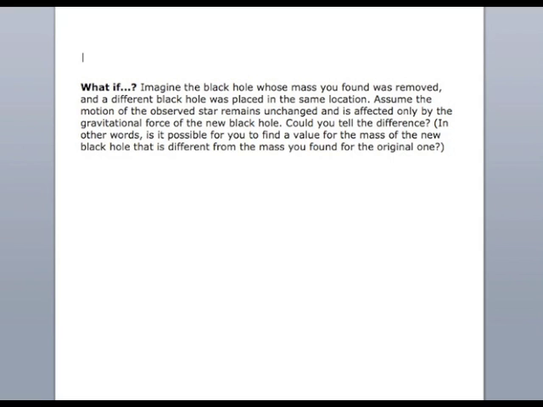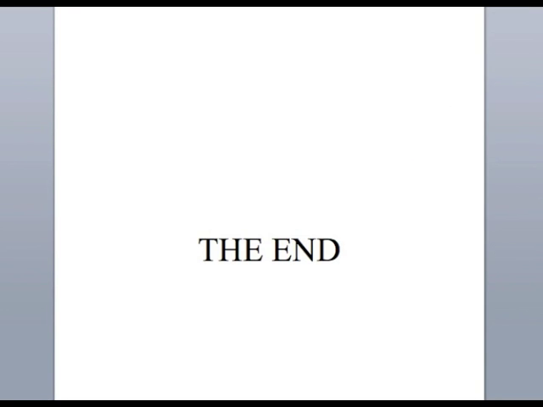However, if the motion data displayed some variations, then we can notice a change in the system, and in this case, the mass of the new black hole must be different. That is it for this lab. In conclusion, we see that we can estimate the mass of a black hole simply with the motion data of a star and a little physics.